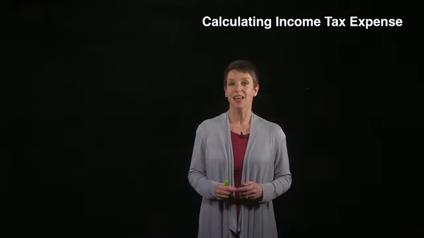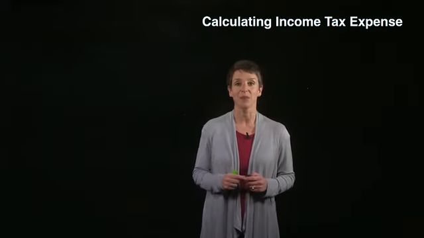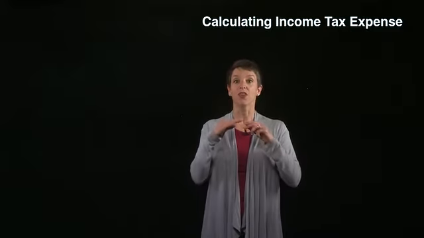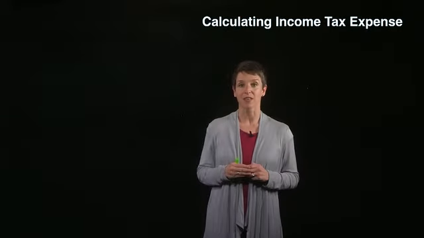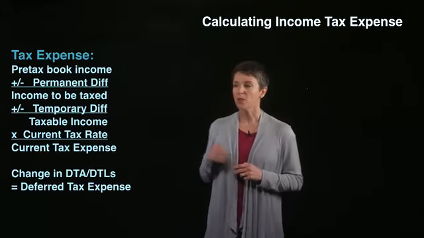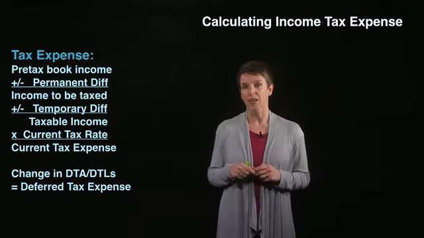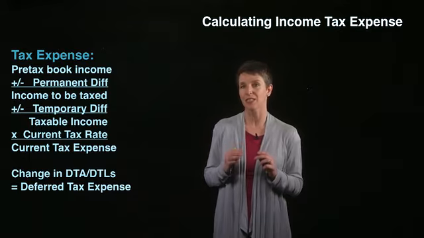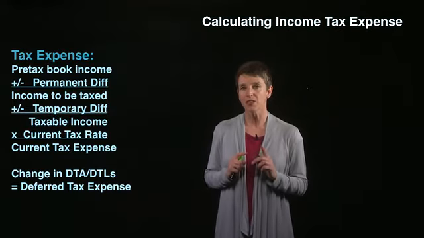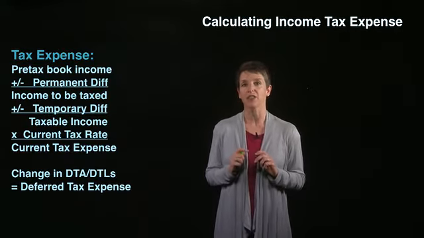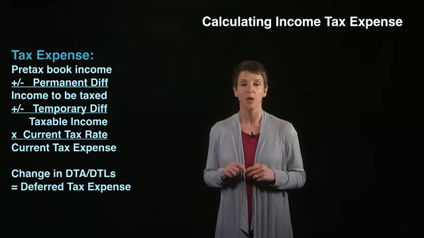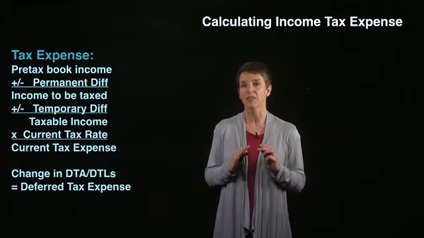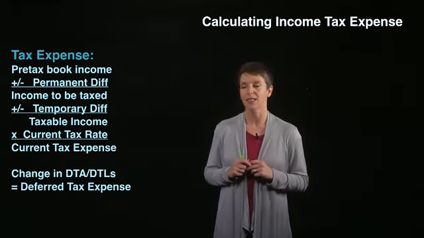Now that we've seen how deferred tax assets and liabilities get created, let's look at a calculation of the total tax expense for the period. So we always start with pre-tax book income, and we make adjustments for any items that are permanent differences. Remember, these are the differences that do not create deferred tax assets and liabilities because they never reverse. They will always be a difference between book and tax income.